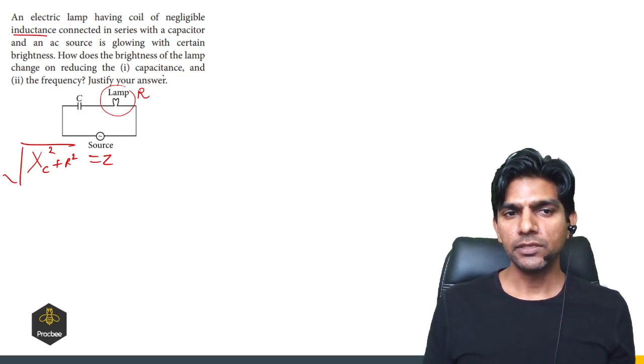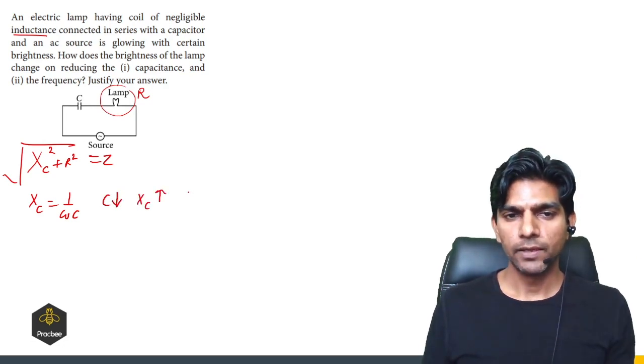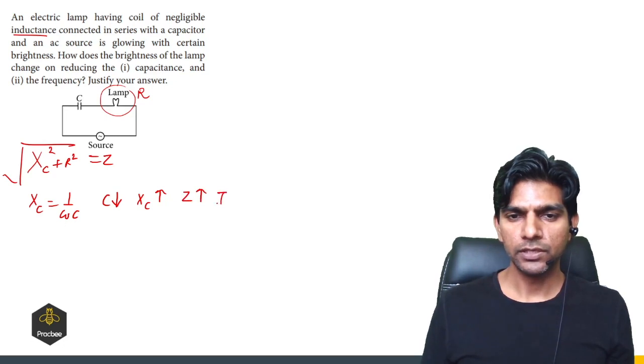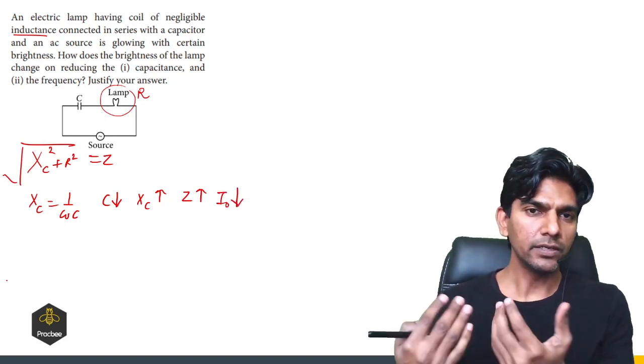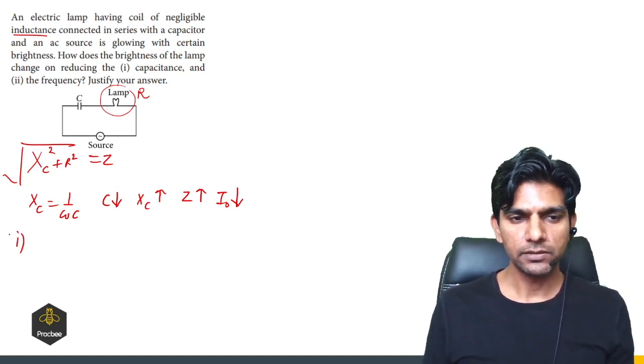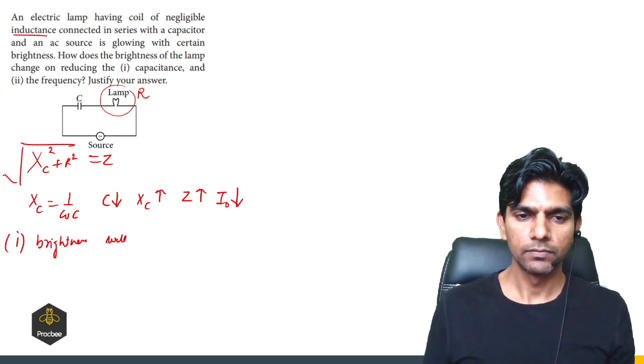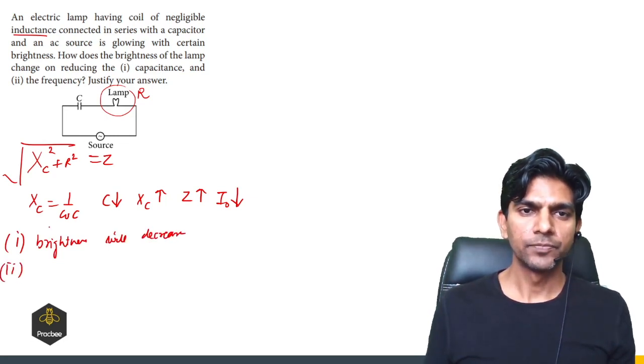On reducing the capacitance, we know that Xc is 1 by omega C. If C is decreased, Xc will increase. If Xc increases, Z will also increase. So the peak current will decrease. As peak current decreases, the brightness will decrease. So in the first case, brightness will decrease.